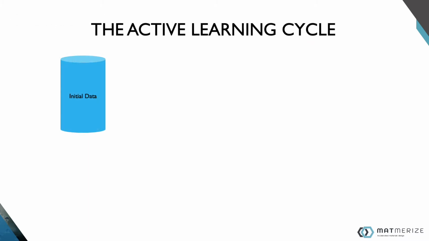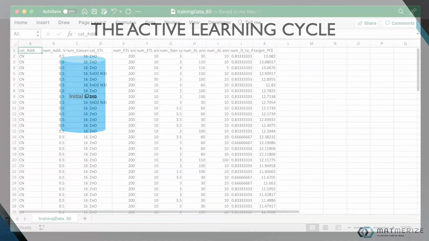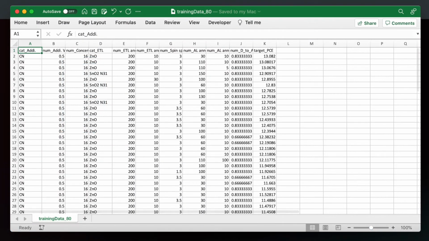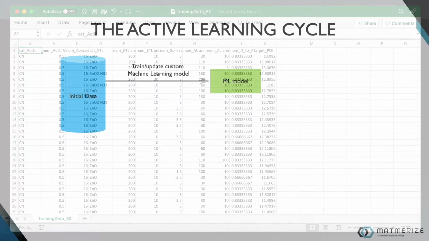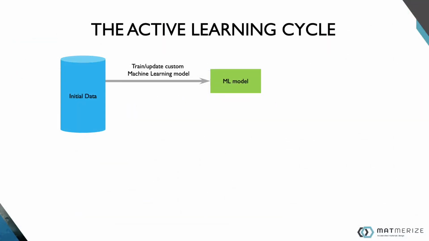The first step of an active learning cycle is to start with an initial dataset. Let's take a look here at our initial dataset. The columns here correspond to processing and molecular variables. The second step of an active learning cycle is to train a custom machine learning model on the initial data. Let's go to PolymRize and see how it's done.